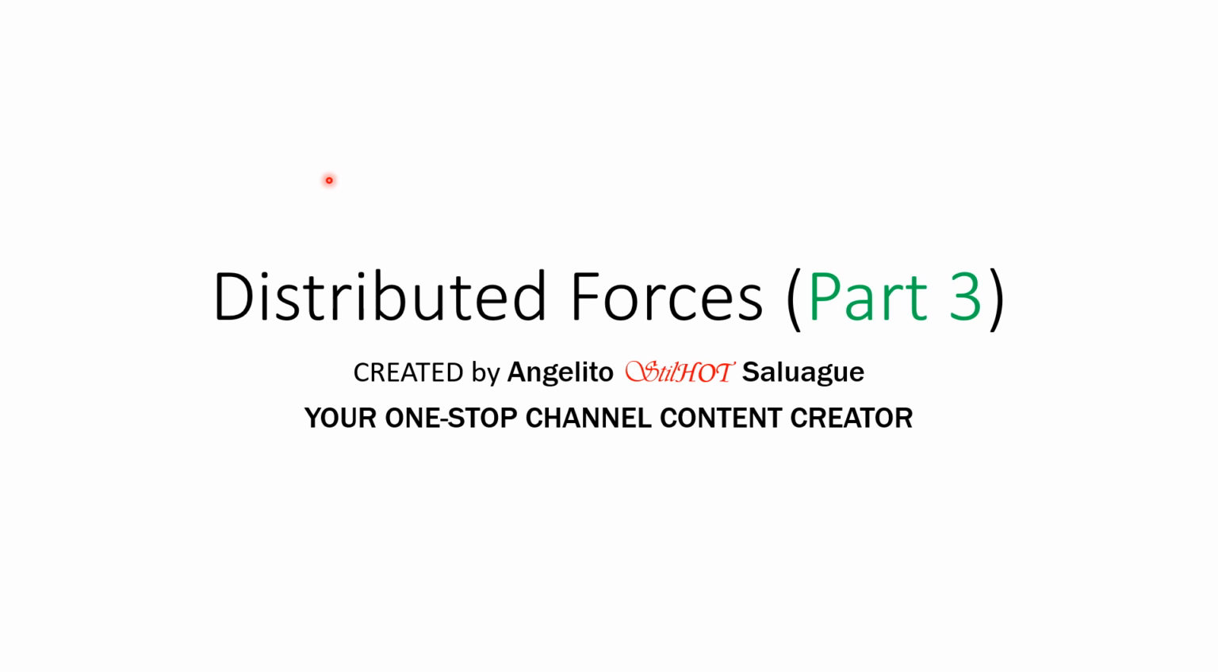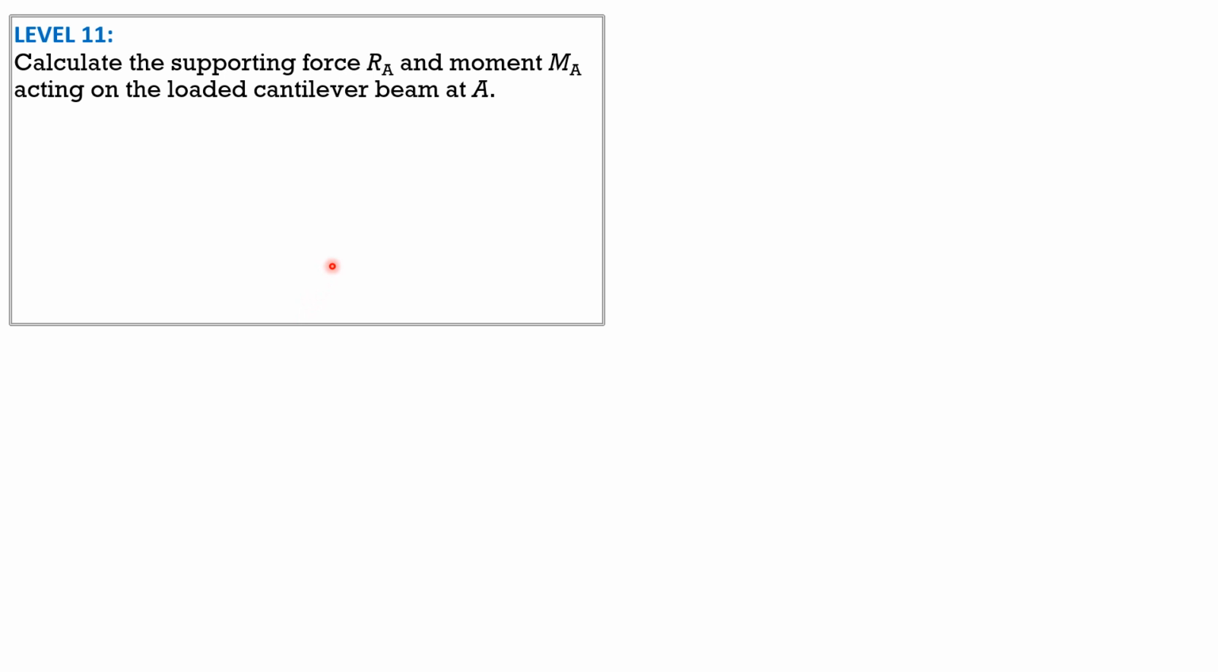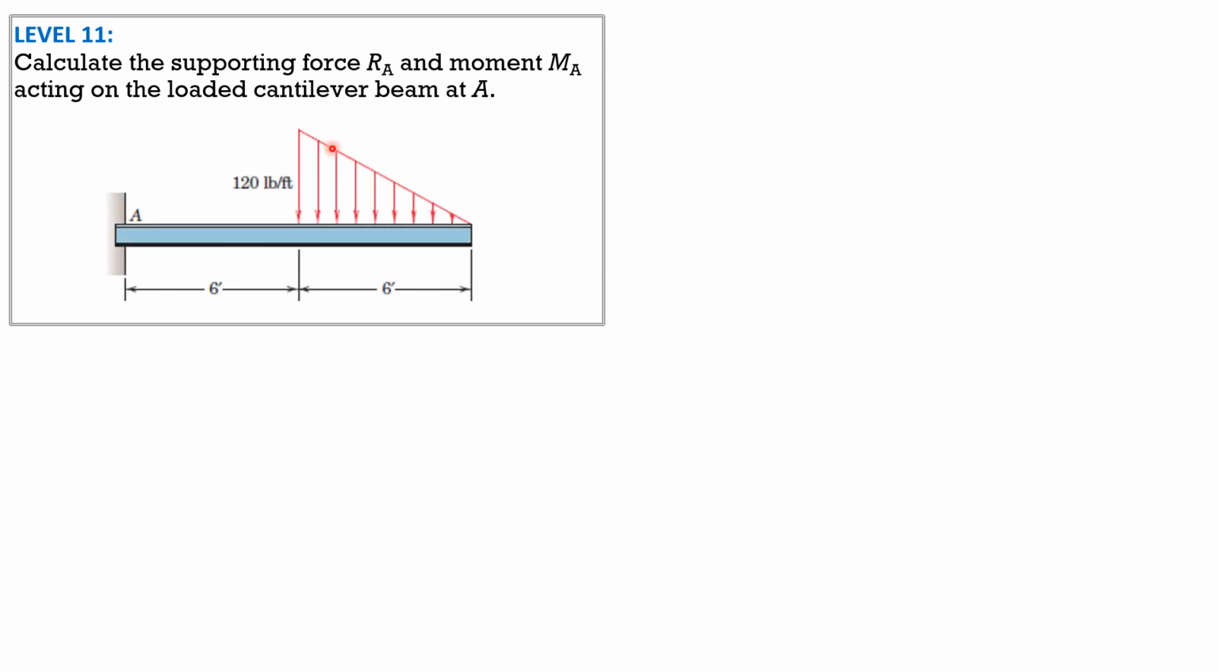So this video discusses distributed forces in preparation to the internal force systems and the construction of the shear and moment diagrams in beams. Level 11, calculate the supporting force Ra and moment Ma acting on the loaded cantilever beam at A. So here's the given figure. For the solution, let's call the area of this loading diagram as F.